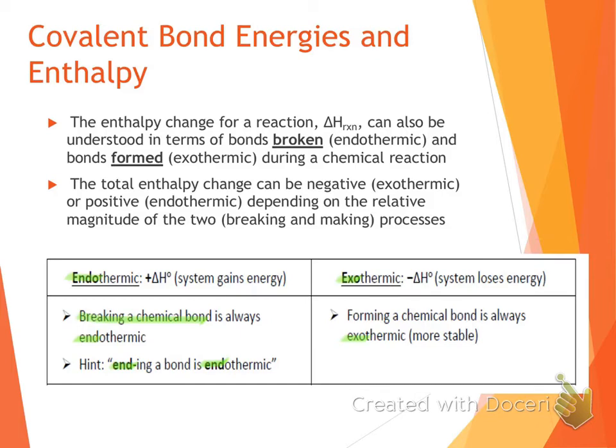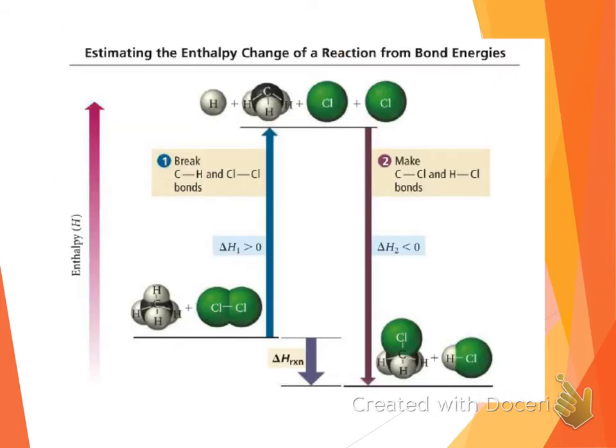So let's look a little more in depth at how this process works. In this picture here, we see our increasing enthalpy is going up. We are starting with our reactants, which are the CH4 and the Cl2. We're going to have to break the bonds in methane and break the bonds in chlorine in order for our atoms to be able to rearrange and form our new products.